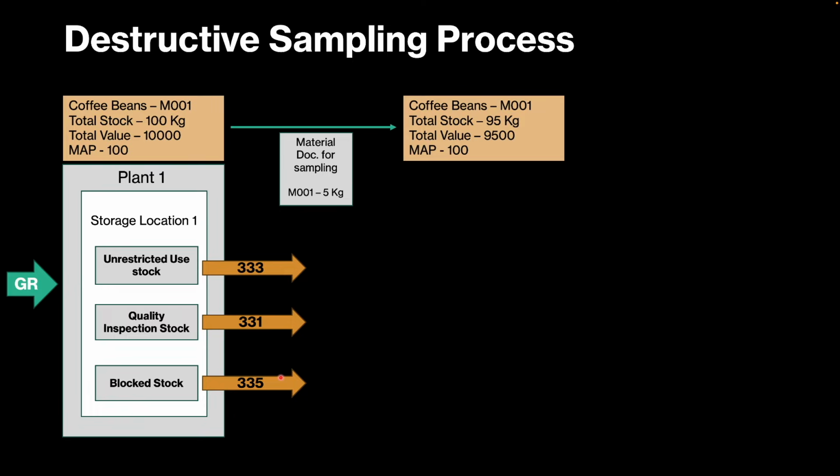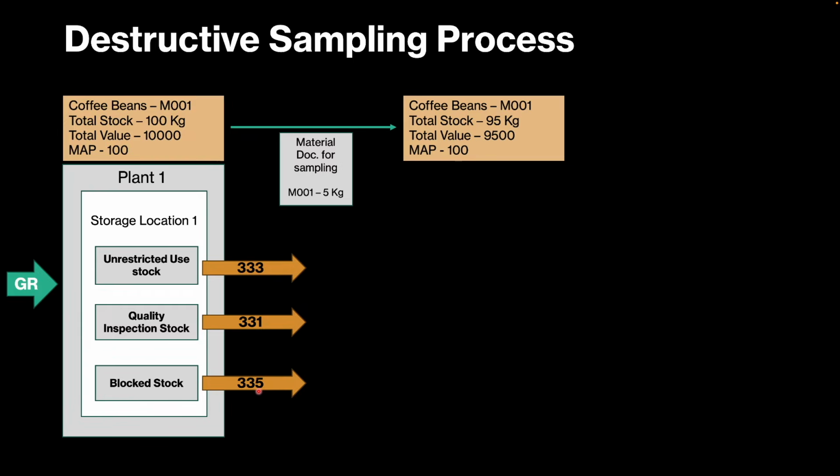You will issue the samples out of your received quantities and this sample will get tested, and during that testing process the sample will get destroyed. So you're not going to get back these 5 kgs which you have issued for sampling. Once that sample is accepted, this is the quantity that will be there in your warehouse as accepted stock. If that sample is rejected, then this stock is what will be there in your warehouse, which you will either return to the vendor or scrap. So you have to remember these three movement types: 333 for unrestricted use stock, 331 for quality inspection stock, and 335 for blocked stock.